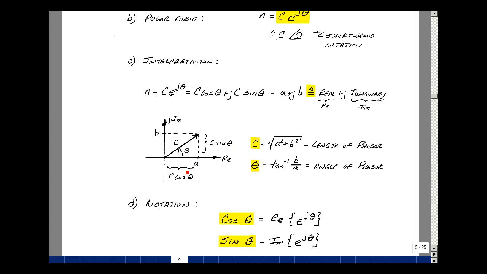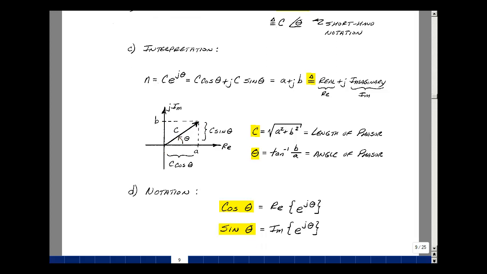If you started with this, you could find the length, because this is a right triangle, by taking the square root of the square of the sides: a squared plus b squared, square root, is equal to c. That would be the length of our phasor. The angle is the arctangent of the imaginary part over the real part. Given this representation where we could measure this or this, we could then find the vector length and the angle theta. Just some notation: the cosine of theta is the real part of e to the j theta, and the sine of theta is the imaginary part of e to the j theta.